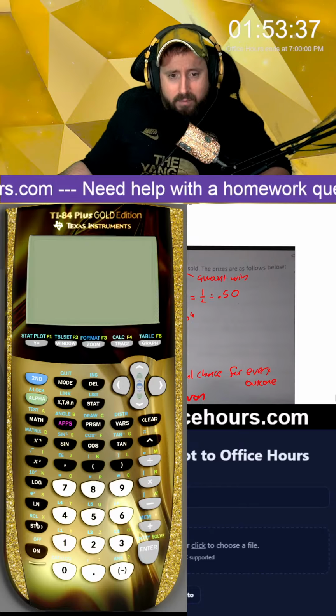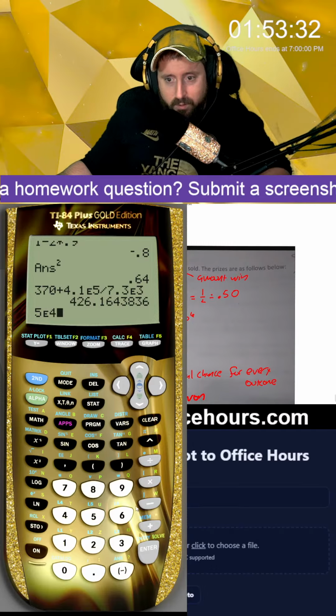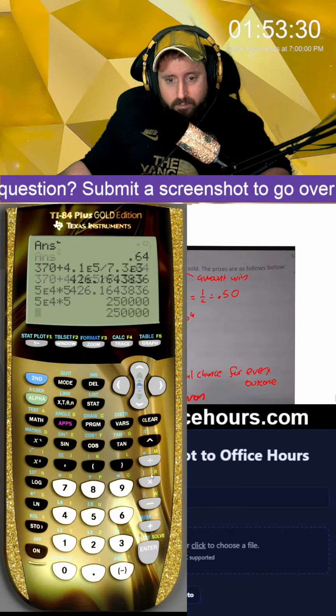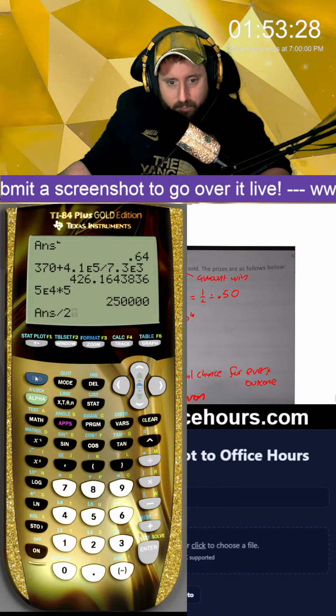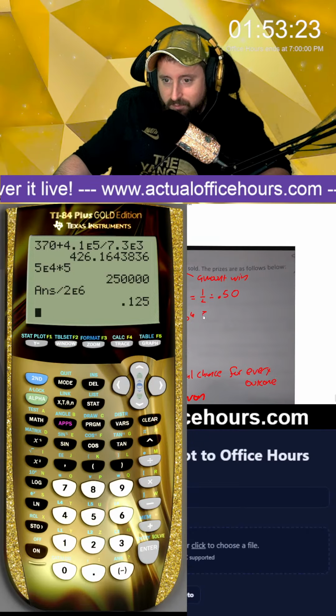Sorry. All right, for my own sanity, because I don't trust my brain right now, I'm just going to do 5e to the 4 times 5 divided by 2e to the 6. I'm pretty sure it's even less than the 50 cents. Yeah, it's only 12.5 cents.